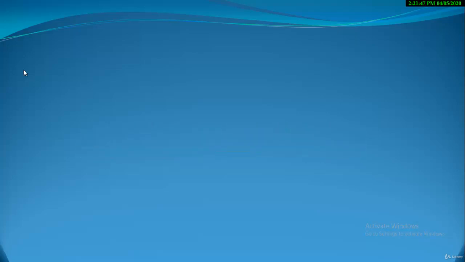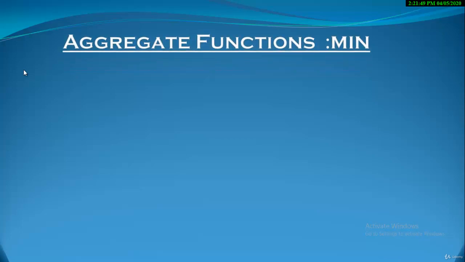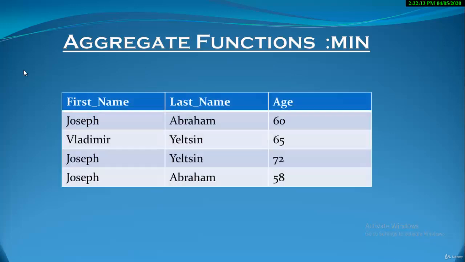Dear students, in our last lecture we learned how to use the count aggregate function to get the count of the number of rows available in a table. Now we are going to learn a few more aggregate functions. The first one that we are going to learn right now is the minimum or min function. Min function is used to get the minimum value of a column. Let's see how it works.